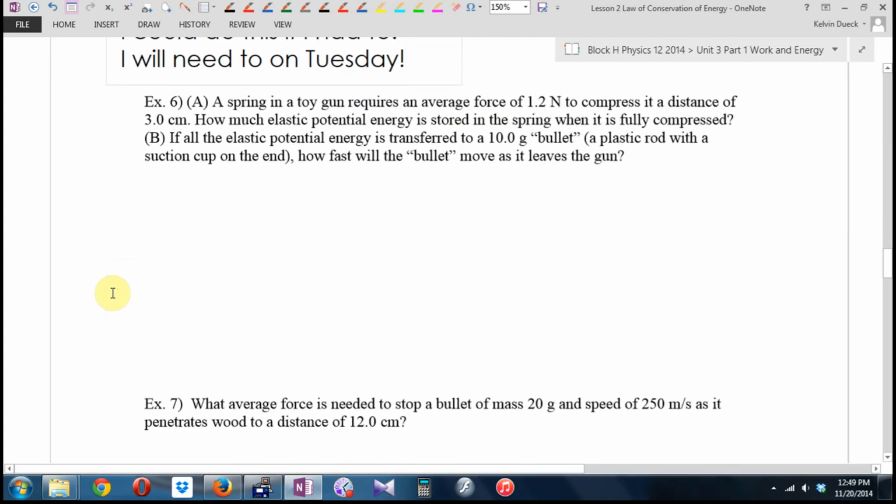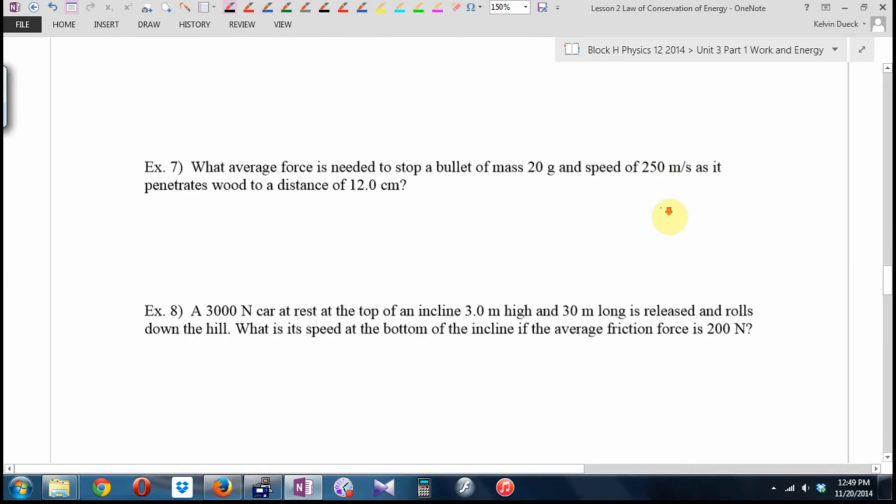Example 6 is kind of cool, but I'm going to... Example 7. Yeah, I think I like example 7. I think so. It's twigging with me, Ben, for some reason.